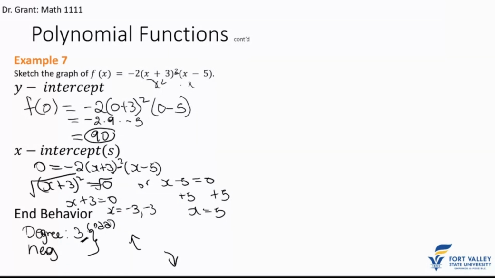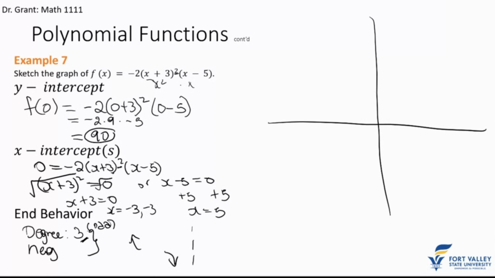So let's kind of sketch what we have. And then notice that with the turning points, we should have at most n minus 1, where n is 3. 2 turning points.